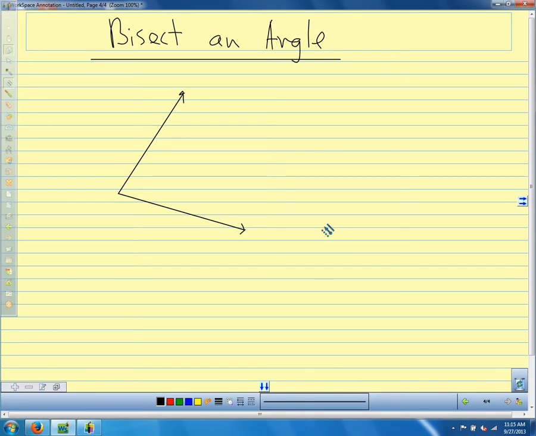So to bisect an angle, we start almost like we did when we copied an angle. I'm going to take my compass and draw an arc across both sides of the angle. Doesn't matter how big it is, it just has to go across both sides. So kind of like we did when we copied an angle.